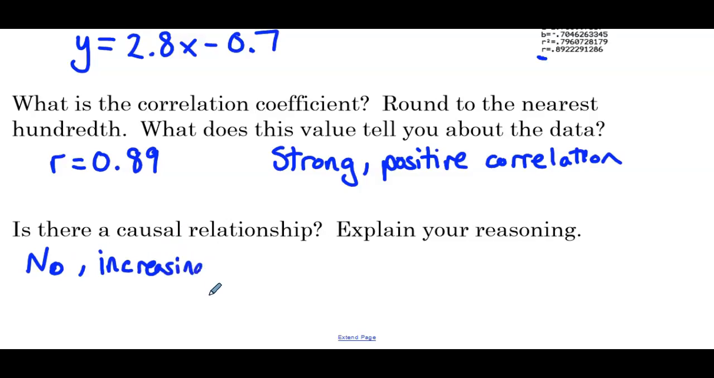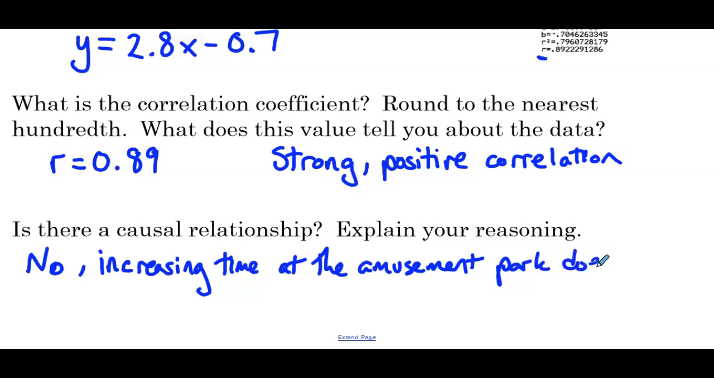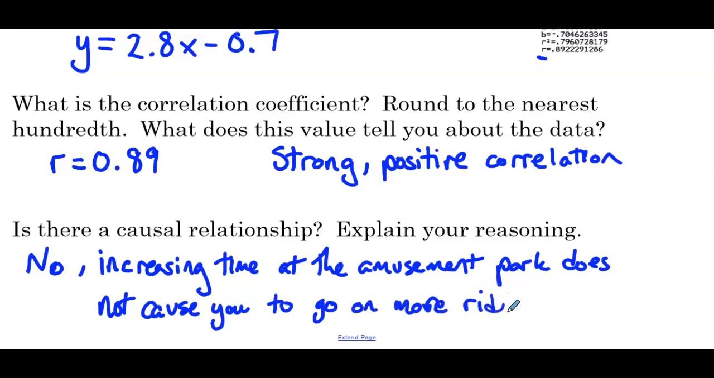Increasing time at the amusement park does not cause you to go on more rides. Perfect. Okay, so this tied in a little of the old stuff with the new stuff that we've been doing. But the important part here is we have that linear regression equation, and we're going to use that to find our residual values.